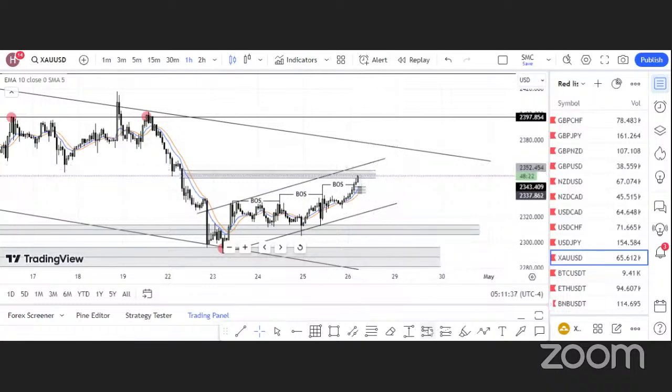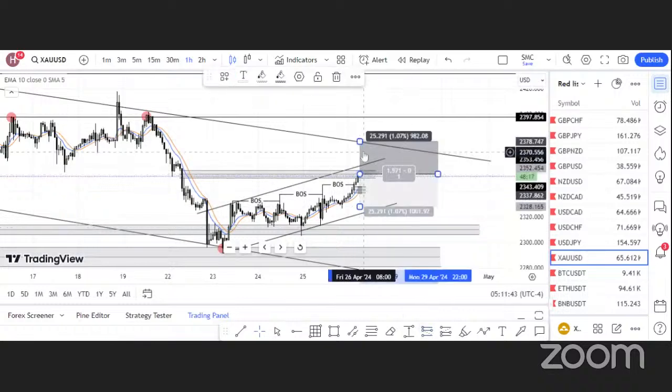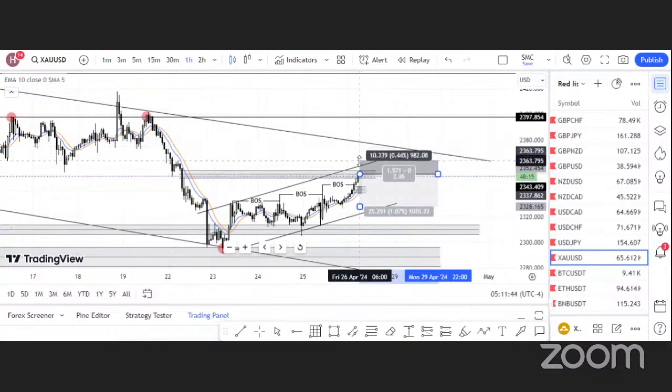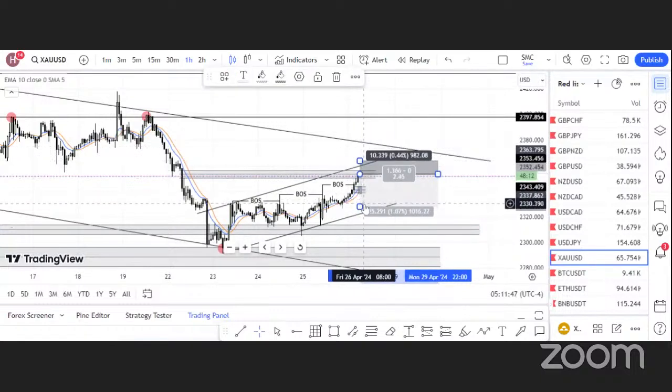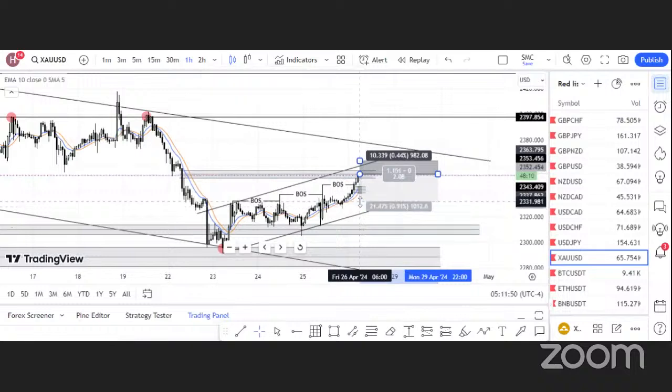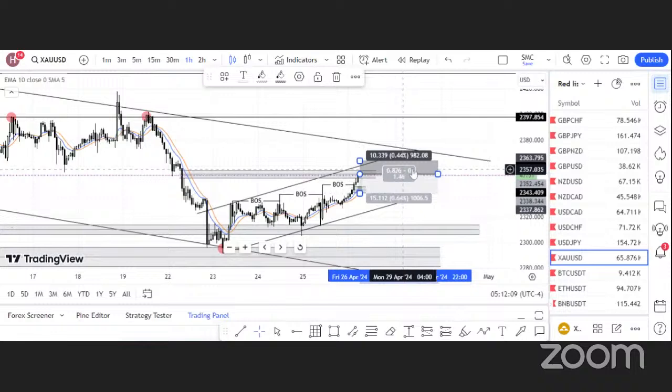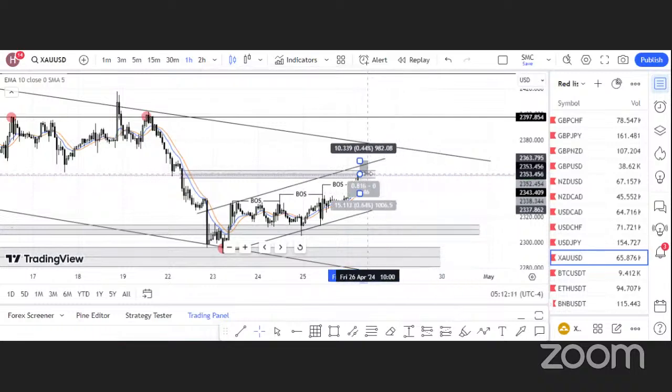So this is what I'm expecting from this market. I expect the market to get to that level and sell from there. I'm going to use this area as my take profit. I'm not going to go too far, so I'm just going to use this level as my take profit level, right?